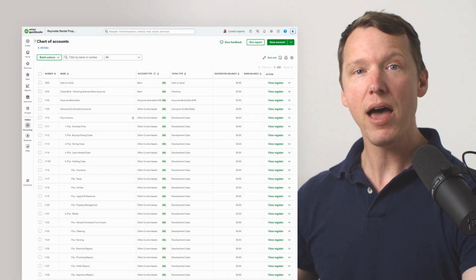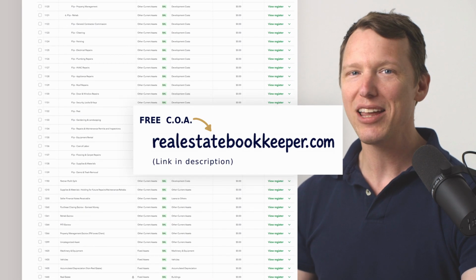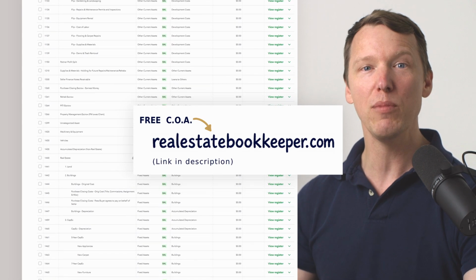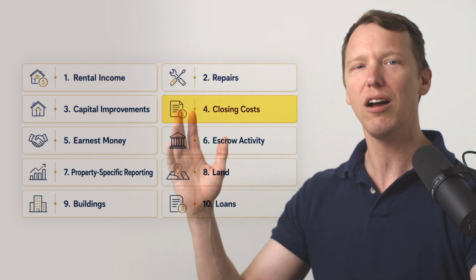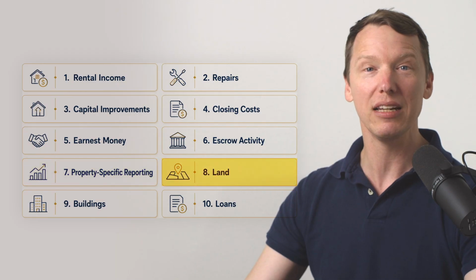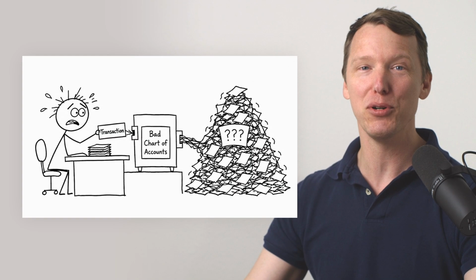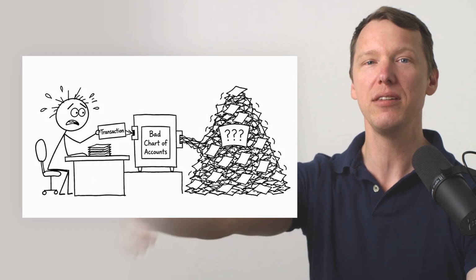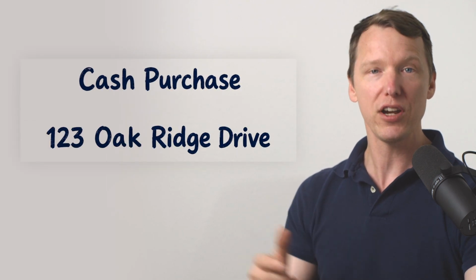The first thing we need is the right chart of accounts. This matters because real estate books can get messy real fast. You're not just tracking normal income and expenses with real estate. You may be dealing with rental income, repairs, capital improvements, closing costs, earnest money, escrow activity, property-specific reporting, land, buildings, loans, and more. And if your chart of accounts is not built correctly, every future transaction just makes things messier and harder to categorize.